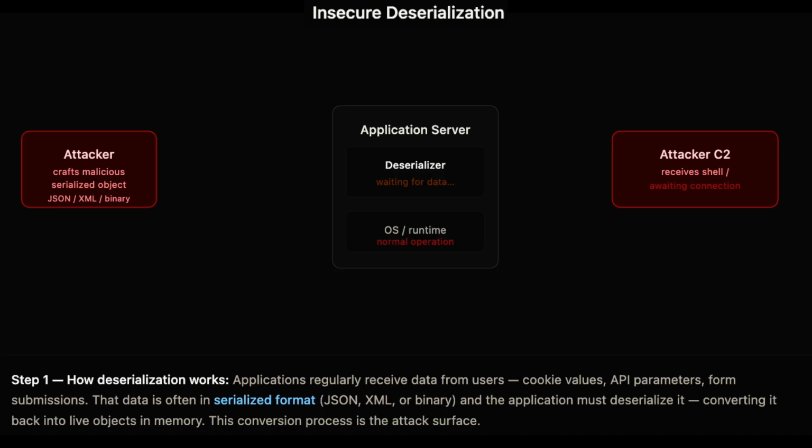Applications regularly receive data from users: cookie values, API parameters, and form submissions. That data is often in a serialized format such as JSON, XML, or binary, and the application must deserialize it, converting it back into live objects in memory. This conversion process is the attack surface.